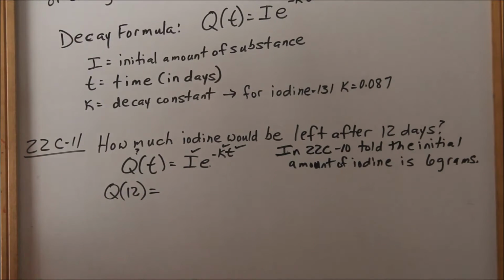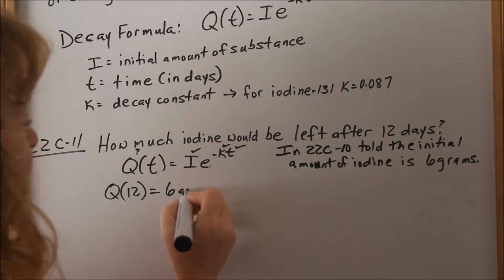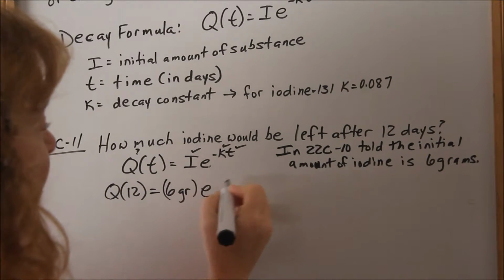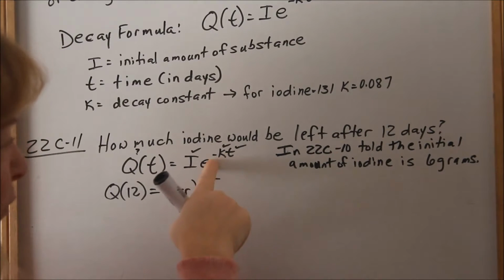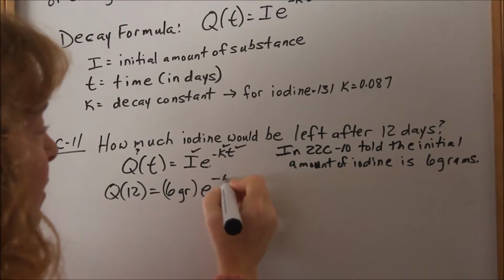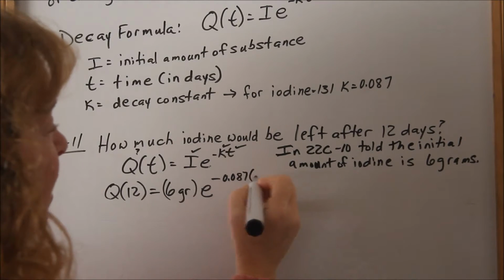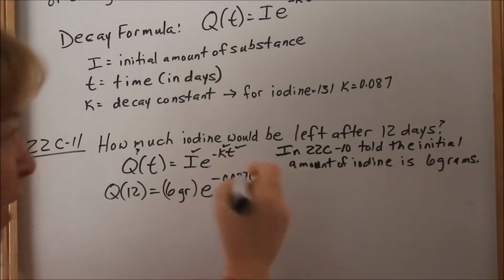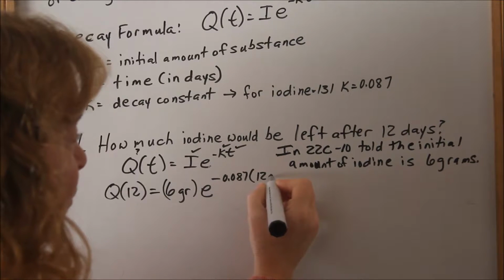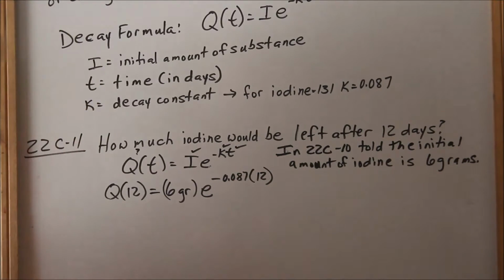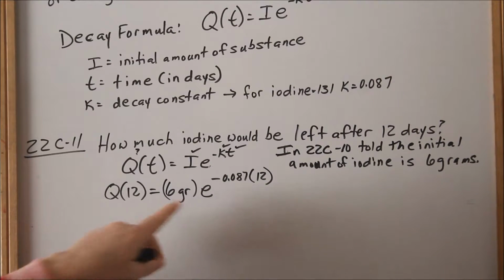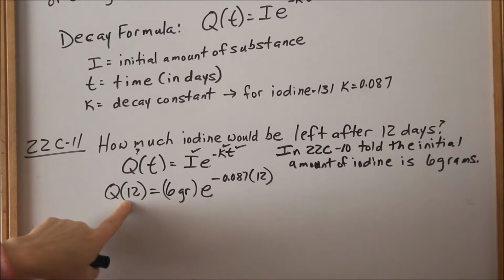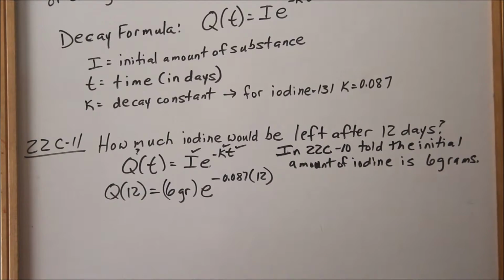So we can start filling in what we know. We know the initial amount is 6 grams times e to the negative, and don't forget your negative here, and then k is 0.087 times the amount of time we're trying to find, which is after 12 days. I didn't write all my units in here. We aren't told what the units for this constant are, but if we're looking for an amount of iodine, our units should be grams because we're looking for an amount.